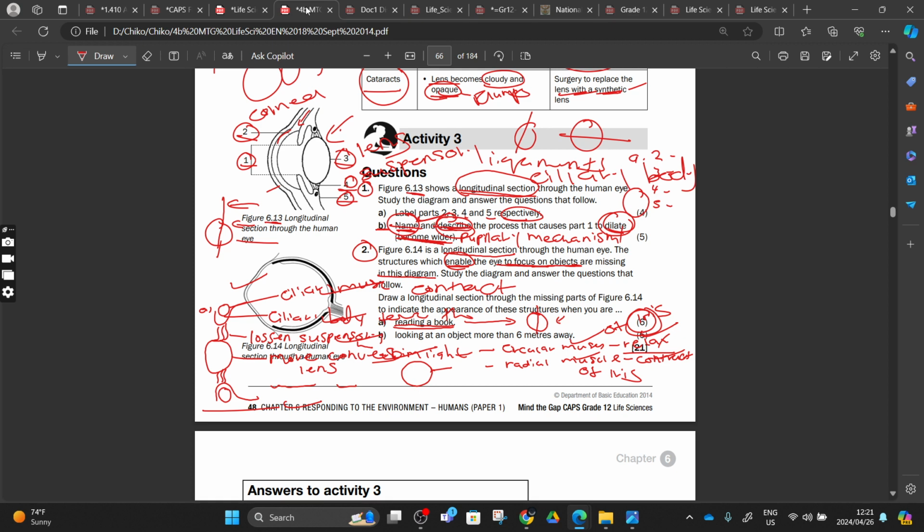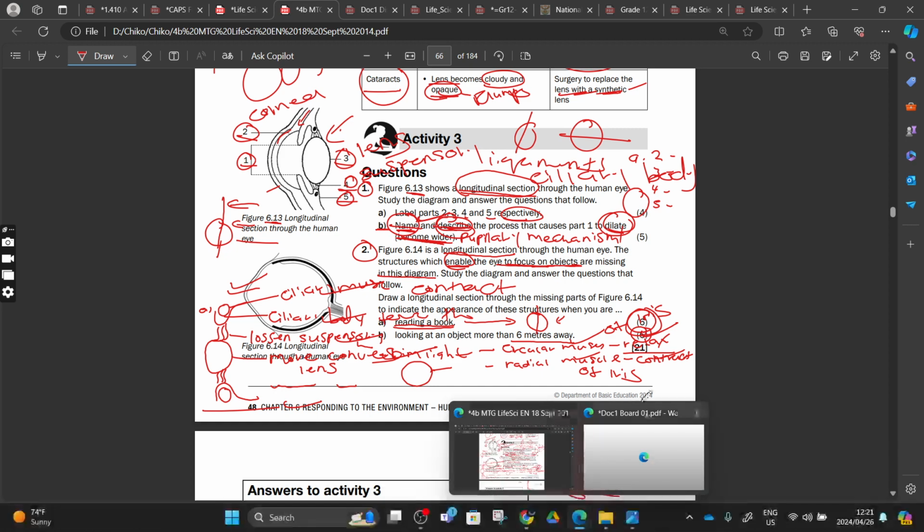And then by number B, looking at an object more than 6 meters away. So you know this one, you have these 6, and you are only going to draw the opposite of this. Then the opposite of this is going to be number B, right? And for this to happen, you know that our ciliary body has to stretch. For our ciliary body to stretch, our suspensory ligaments have to stretch, and while these suspensory ligaments are stretching, our ciliary muscles have to relax, right? You have to write it.